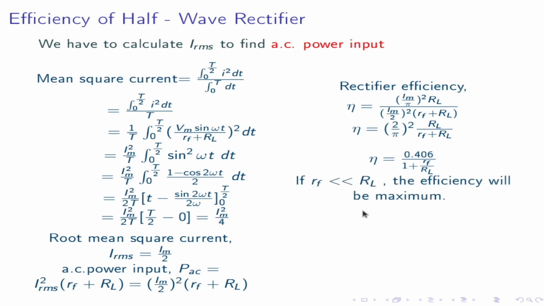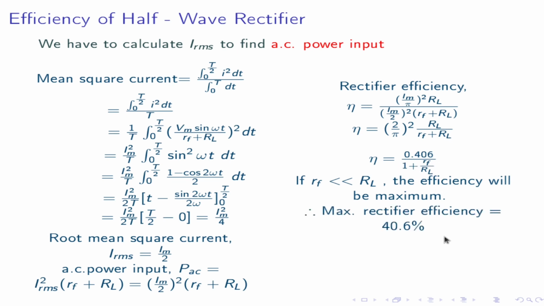If Rf is very much less than RL, we know Rf is the forward resistance of the diode, and we know that it is a very small value, a few ohms. If Rf is very small compared to RL, then the efficiency will be maximum, because RL is very much greater than Rf, so Rf by RL can be neglected. This is a very small value, so the denominator is approximately equal to 1.